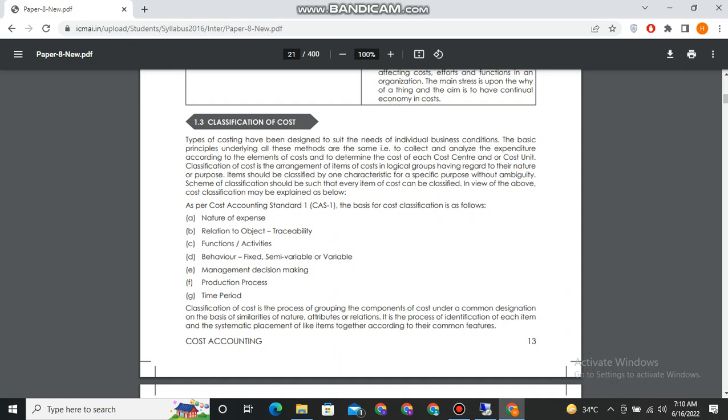nature of expense, relation to object, function, behavior, fixed, semi-variable or variable, management decision making, production process, time period.